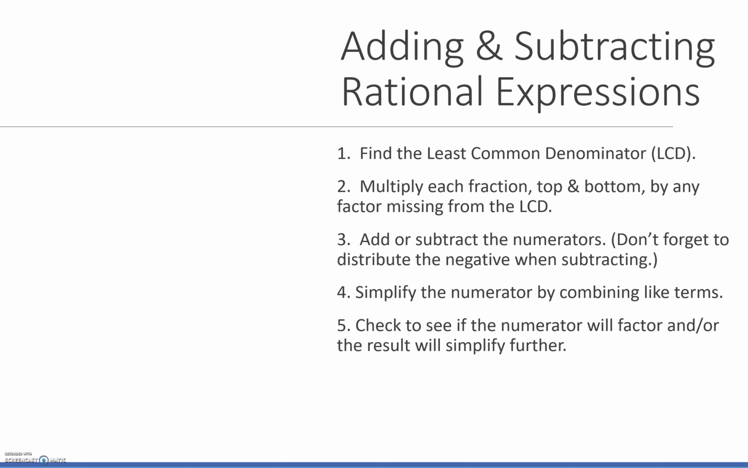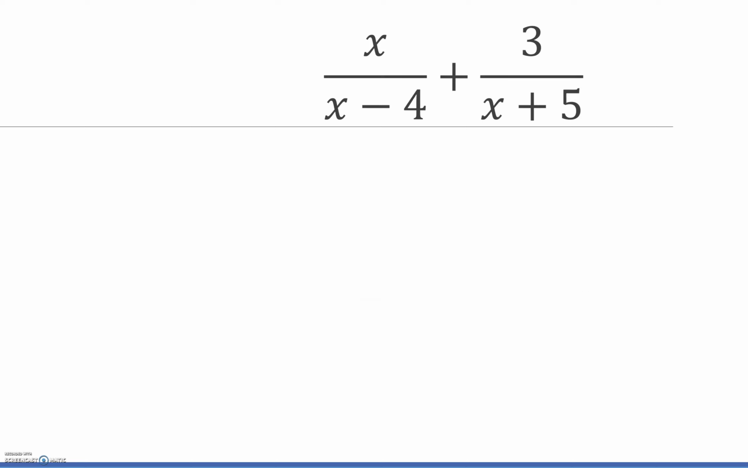Then, just like yesterday, we're going to go to step 3 and add or subtract the numerators. Now, if it's subtraction, remember that subtraction sign has to be distributed through the entire numerator. So whatever's after that minus sign, you have to put in there. Step 4, you're going to simplify the numerator by combining like terms. So if there's x's in common, combine them, numbers, constants, combine those too. Step 5, you're going to go about simplifying it. You want to check to see if the numerator can be factored or if anything can be simplified. So let's try a few of these examples that involve variables or rational expressions.